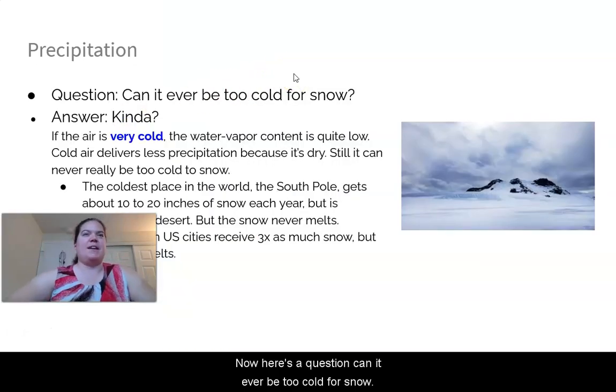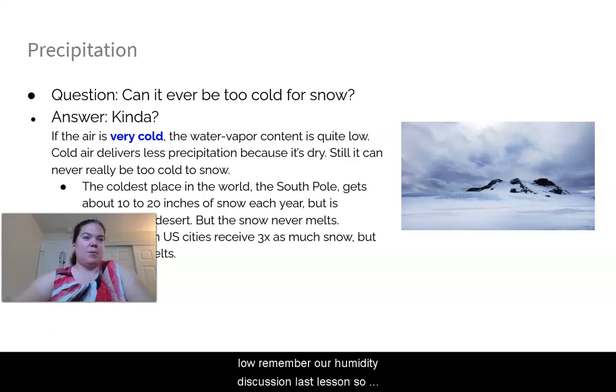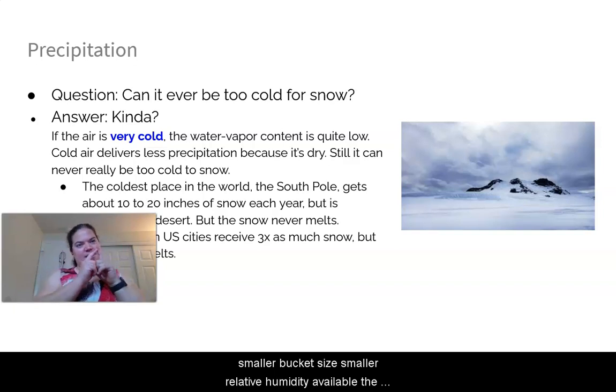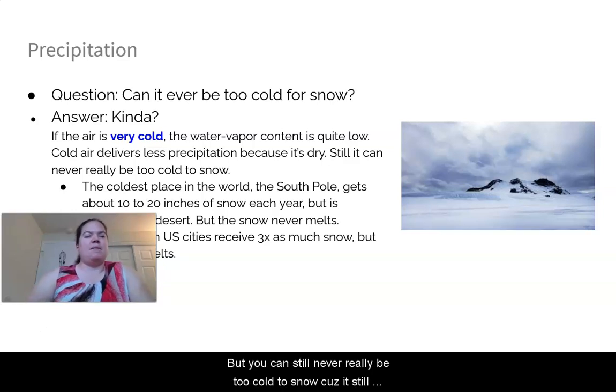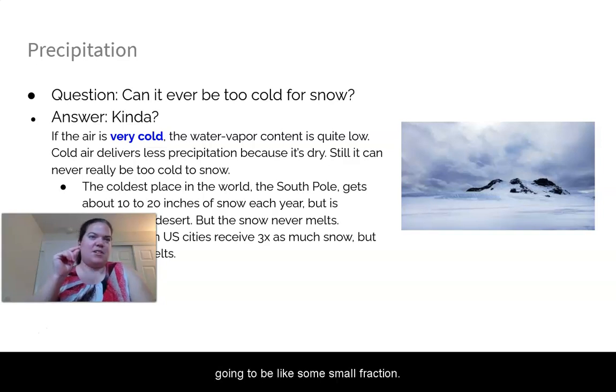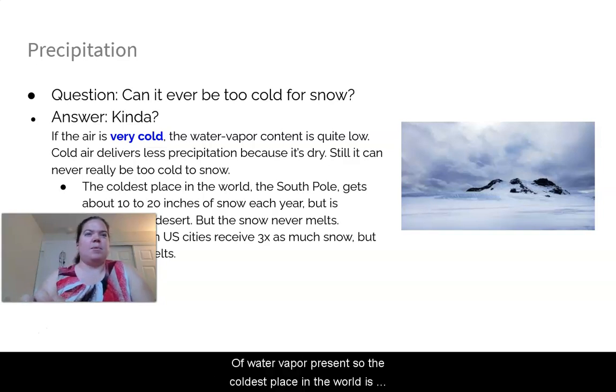Now here's a question: can it ever be too cold for snow? The answer is kind of. So if the air is very cold, the water vapor content is quite low. Remember our humidity discussion last lesson. So smaller bucket size, smaller amount of humidity available. So cold air delivers less precipitation because it's dry. But it can still never really be too cold to snow because there's still going to be some small fraction of water vapor present.